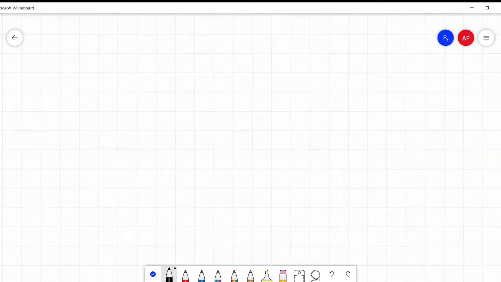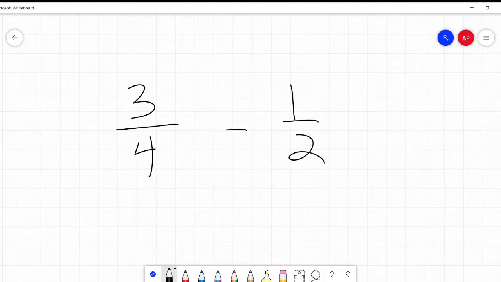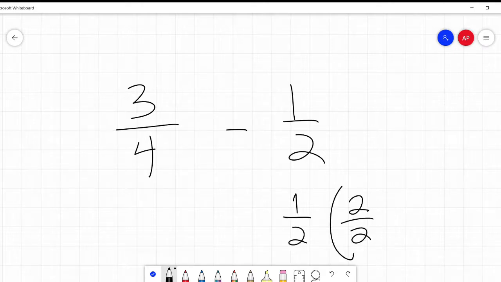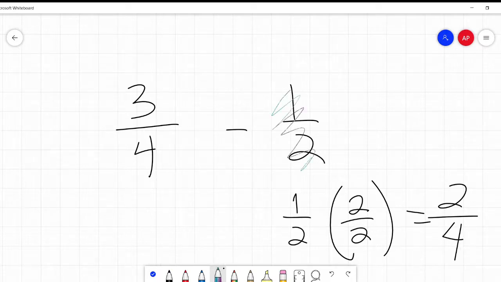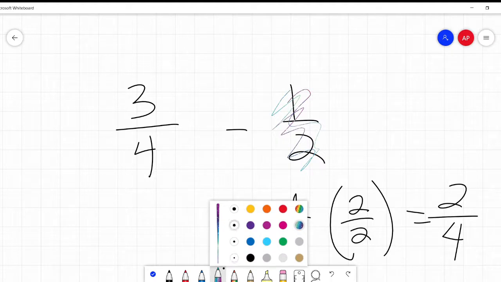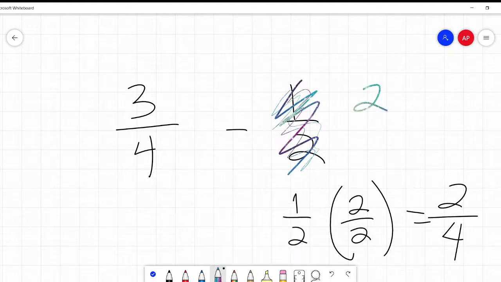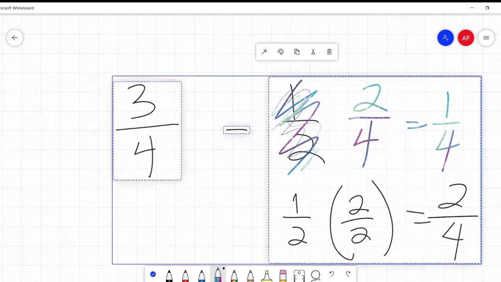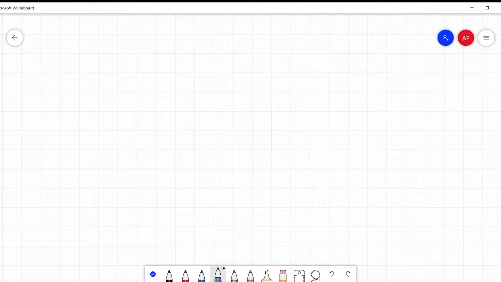Like if you had 3/4 minus 1/2, you have to make the denominators match. So for here, the 1/2, you would multiply by 2/2, which is the same as 1. 2 divided by 2 is 1. So you're not changing anything. 1 times 2 is 2. 2 times 2 is 4. 3/4 minus 2/4 is 1/4. The denominator has to match. That principle is what we're carrying with us today when we're doing these rational expressions.